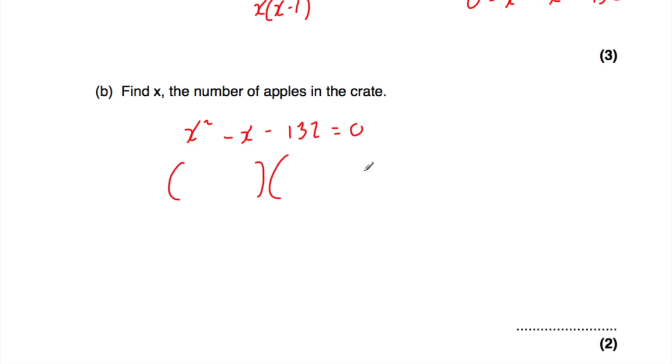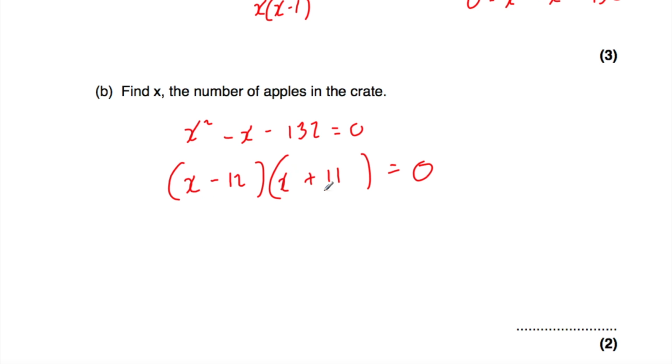So bracket, bracket equals 0. Hopefully it factorizes. X at the front of both brackets. And we now want to find two numbers that will times together to be minus 132, but add together to be negative 1, because that's minus X, which is minus 1X. And I'm thinking 12 and 11. I'm thinking minus 12 and plus 11. Because minus 12 times 11 is minus 132, and minus 12 plus 11 is negative 1.